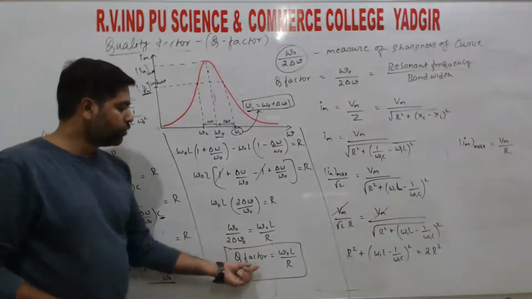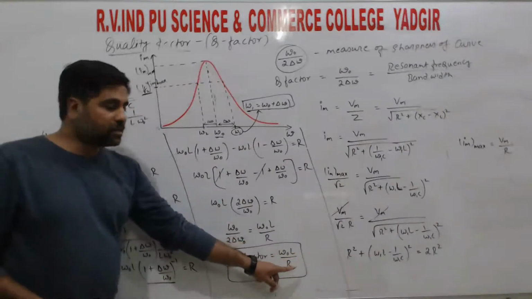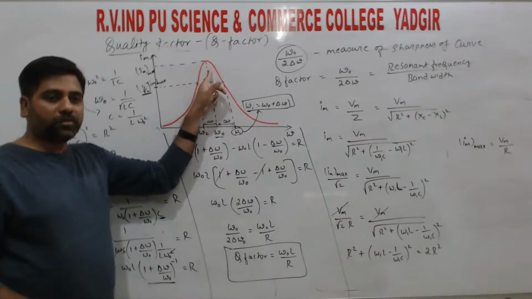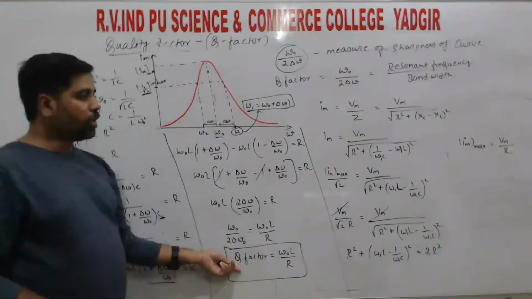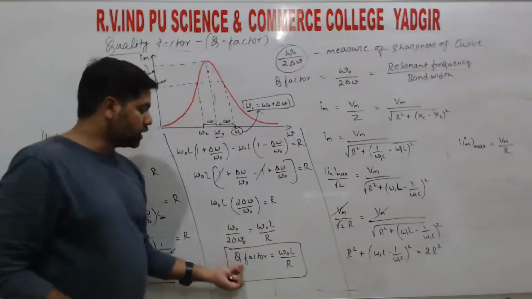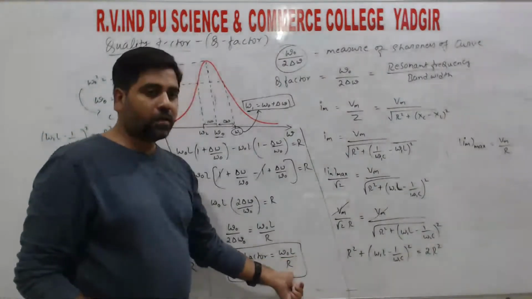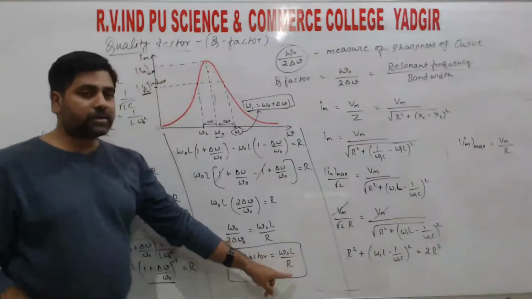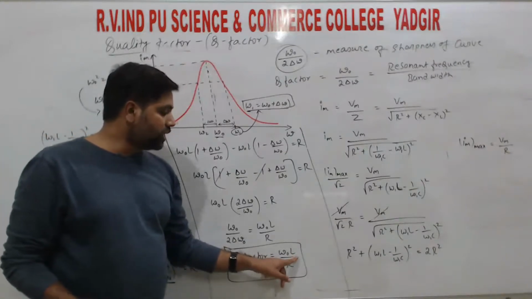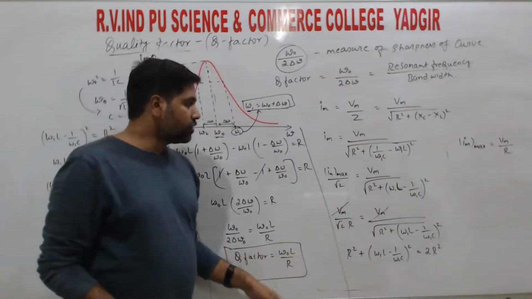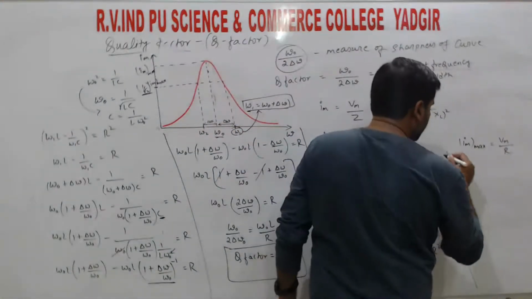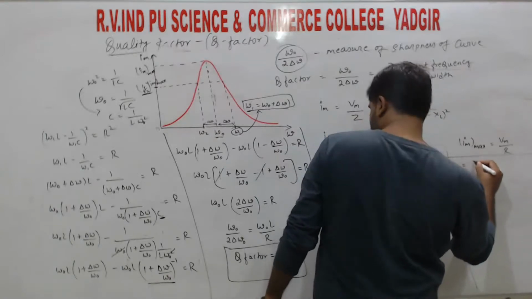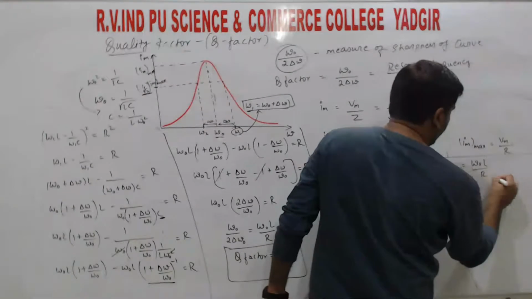By substituting the inductance and resistance values, we get the Q factor, that is the sharpness of the curve. This is a very important formula when we do problems: Q factor is equal to omega naught L divided by R, where omega naught is the resonant frequency, L is the inductance and R is the resistance. So this is in case of inductance. The same we can write in case of capacitance.